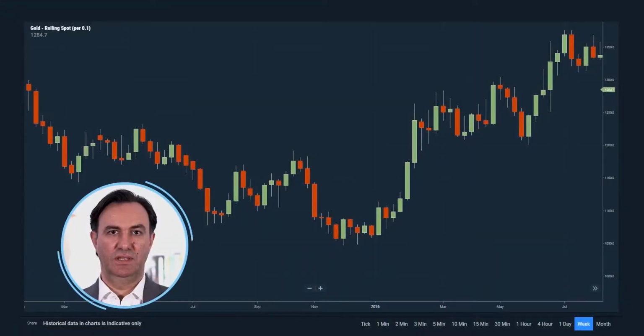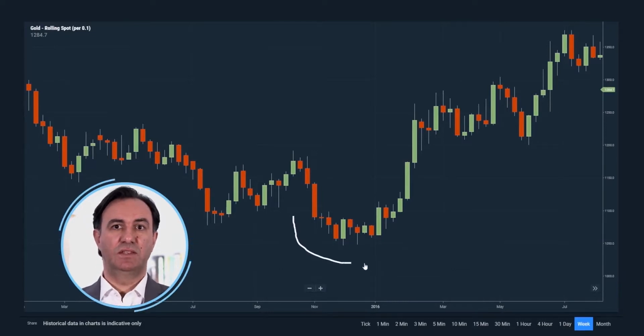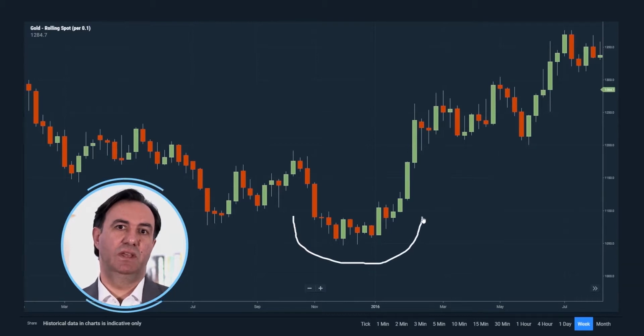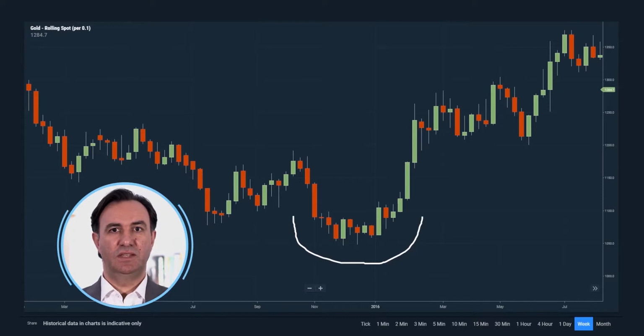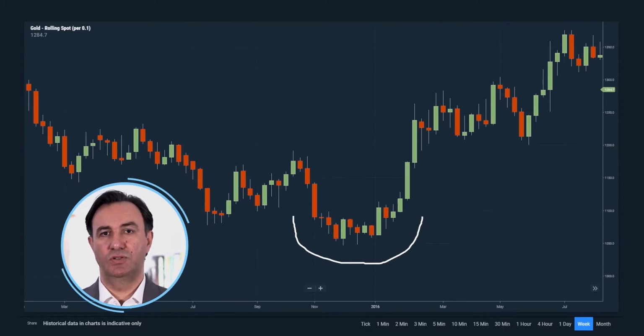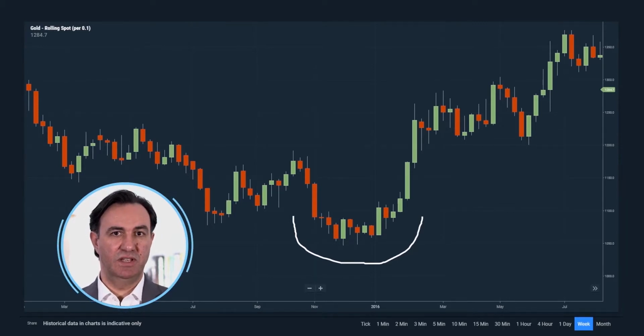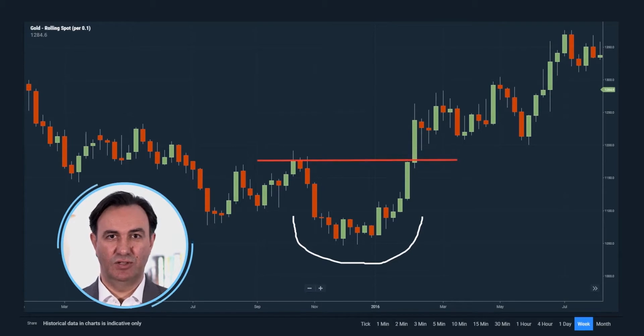Let's show you a weekly chart of gold. We can see a downward trend into a rounding bottom here. It's clearly not a V shape. Instead, the price rounds in a U shape. This tells us that there is a gradual and long-term change of power going on from bears to bulls. The pattern's resistance line is here at the top.